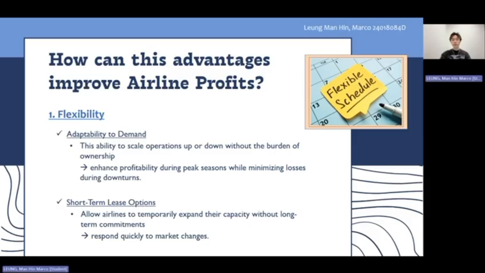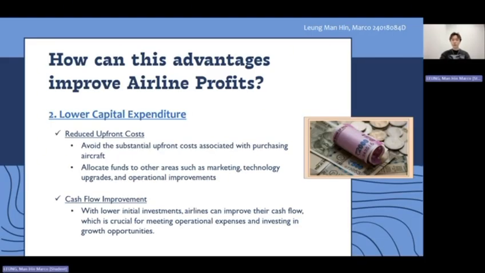And short-term lease options allow airlines to temporarily expand their capacity without long-term commitments, and they can respond quickly to market changes. And for lower capital expenditure, the airline can reduce upfront costs of purchasing an aircraft, and they can allocate funds to other areas such as marketing, technology upgrades, and operational improvements.